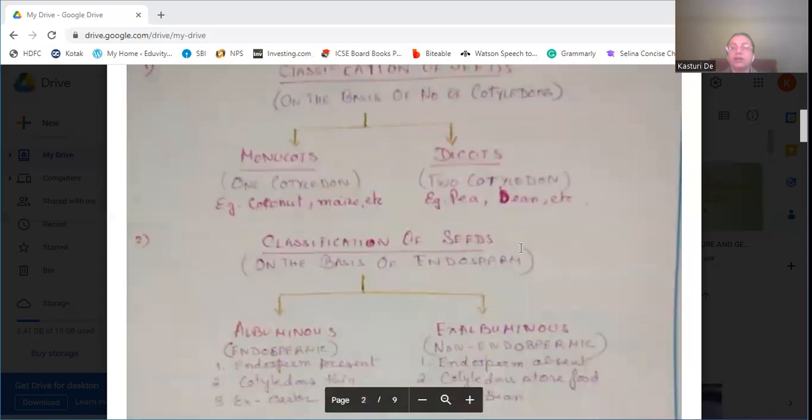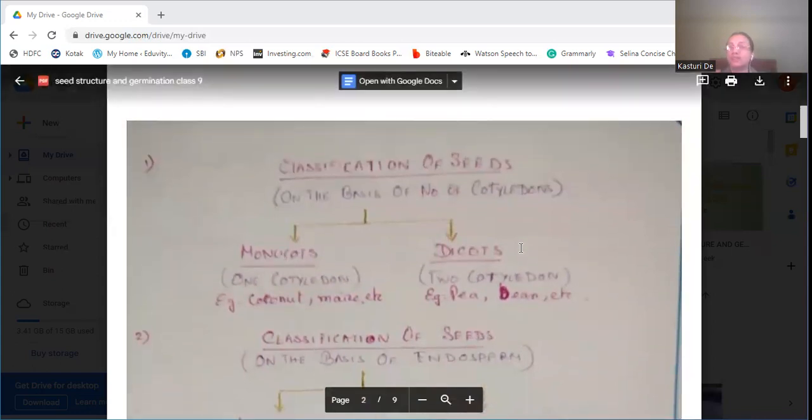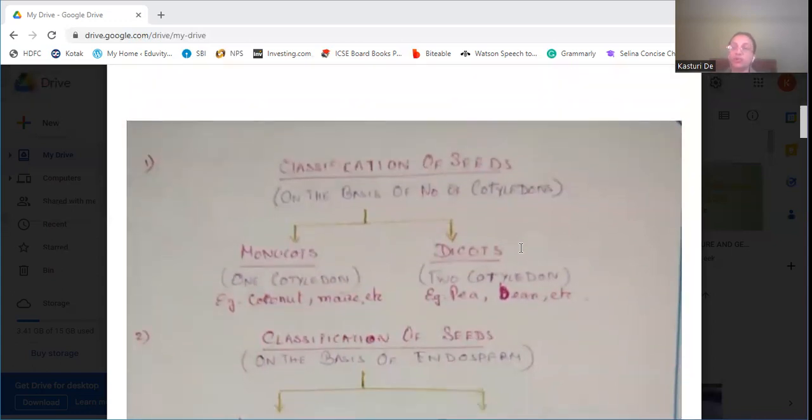Next. As this chapter is about seeds, on the basis of cotyledons, the seeds can be classified into two different types, that is monocot and dicot. Monocot means it has one cotyledon and dicot means it has two cotyledons.